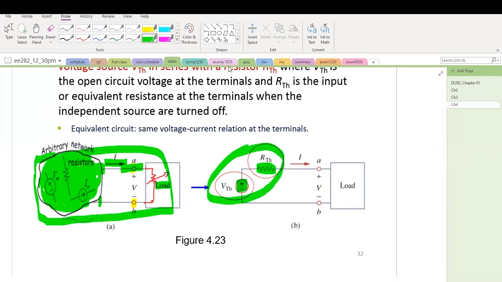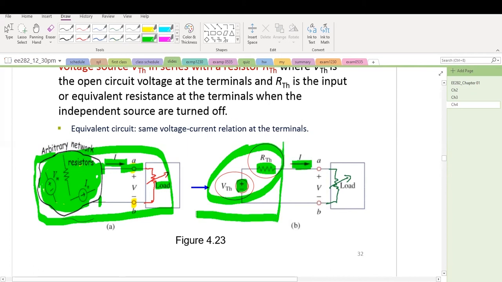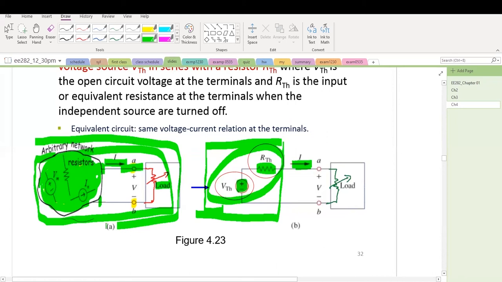Now, if the load here is changing, it doesn't matter. It's very easy for me to calculate this circuit now, because I already figured out the left part. Instead of analyzing the whole network, I only need to analyze this simpler circuit. This is one of the important applications of Thevenin theorem.